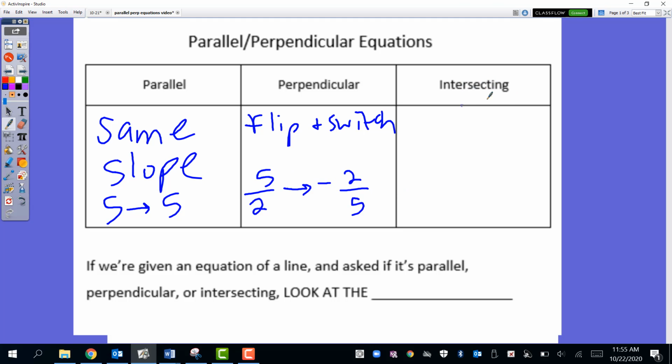If two lines are just intersecting, then that means there's no relationship between the numbers. So basically, if it's not the same number and it's not flip and switch, then it is intersecting. And so if we're given an equation of a line and asked if it's parallel, perpendicular, or intersecting, you have to look at the slope only. The other numbers don't matter, you only care about the slope.